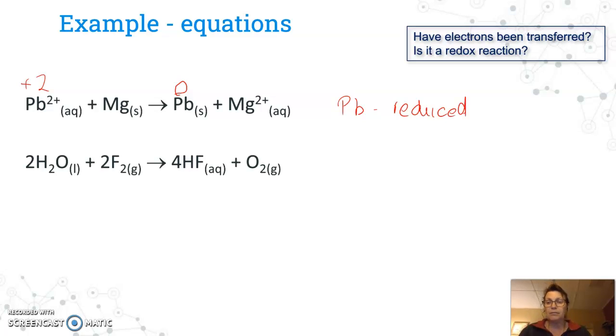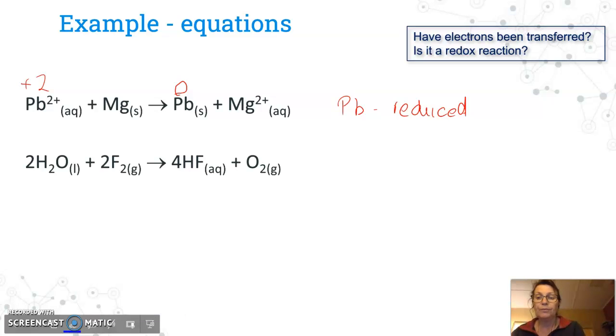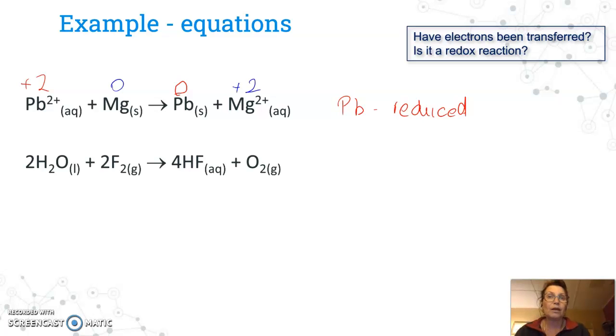Let's have a look at the magnesium. Magnesium as an atom, as an element, is going to have an oxidation number of 0. And as an ion, it has an oxidation number of whatever the charge happens to be, and in this instance, it's going to be +2. Again, following our rules, an increase in oxidation number is an oxidation reaction. Therefore, we can say the magnesium has been oxidized.